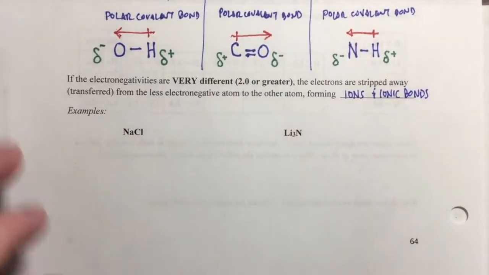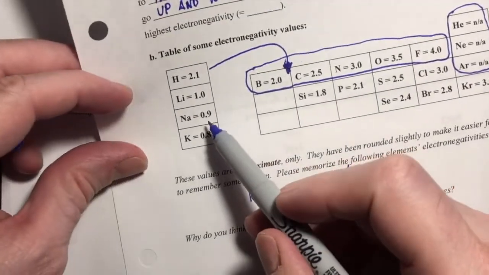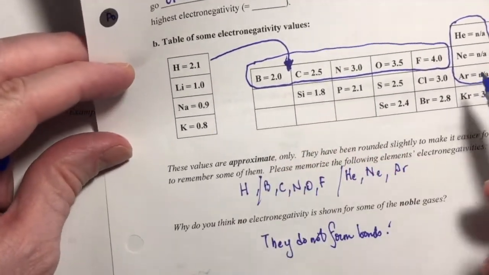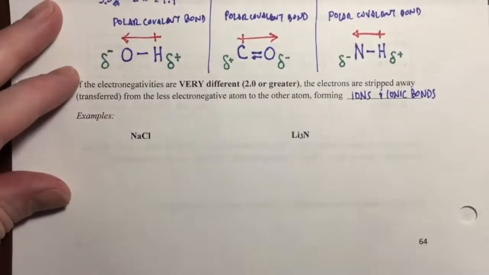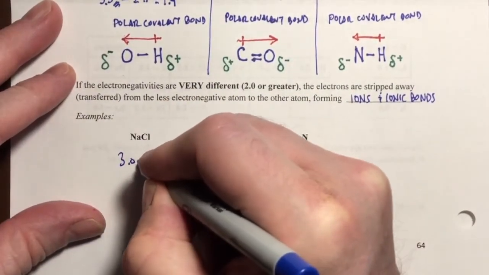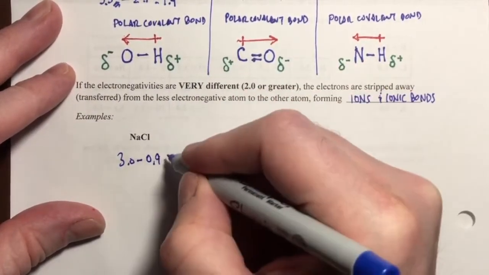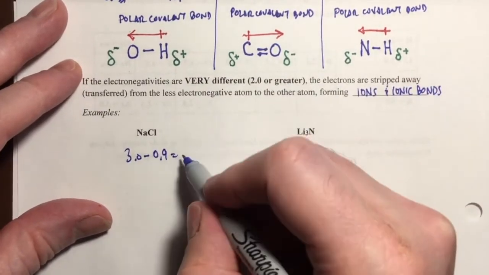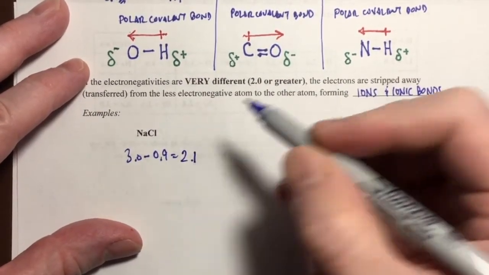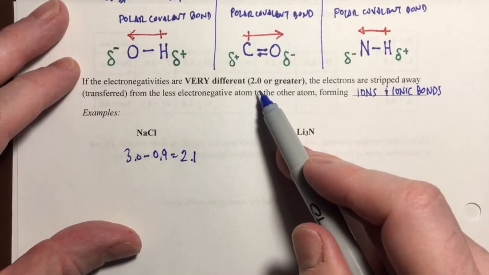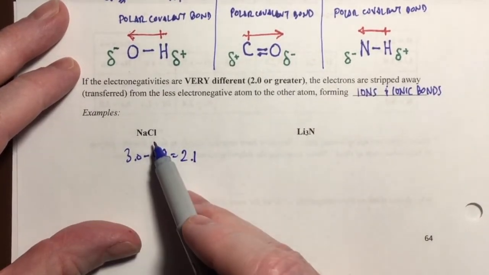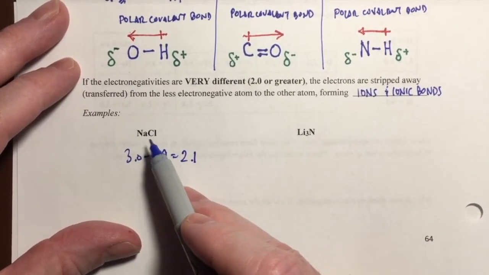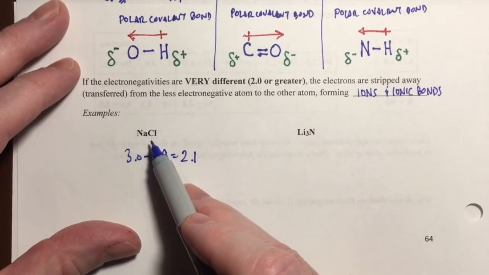I've got sodium and chlorine. If I look on my chart, sodium has an electronegativity of 0.9, chlorine is 3.0. So 3.0 minus 0.9, and we see the difference in their electronegativities is 2.1. Well, that's 2.0 or greater, so this chlorine is so much more electronegative than the sodium, it is no longer satisfied in simply sharing the electron pair.